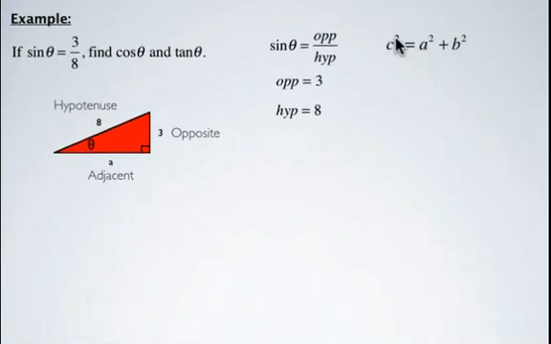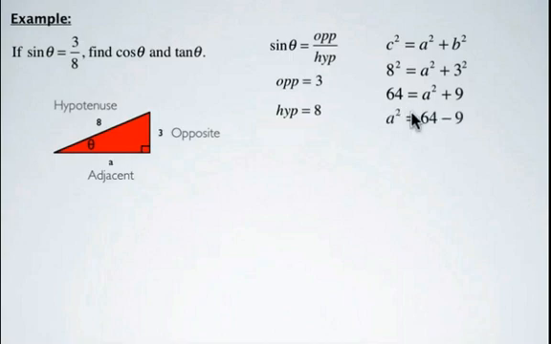So we're going to use the Pythagorean theorem, which is c squared equals a squared plus b squared. We sub in for the hypotenuse, which is 8, and we're going to let a be the adjacent side here, and b be the opposite side. So now we simplify, and then subtract 9 from both sides, and that simplifies to a squared equals 55.